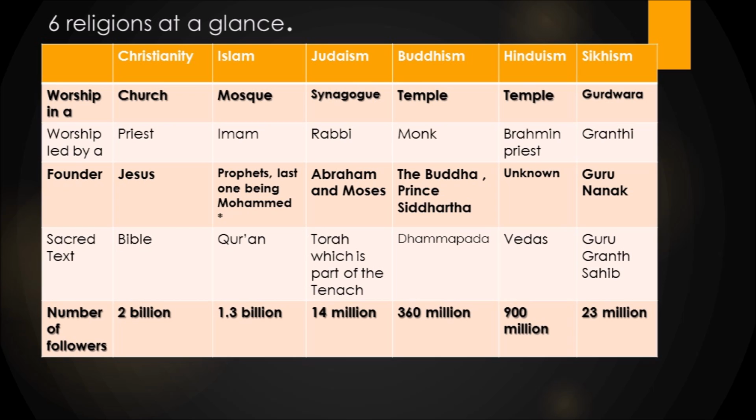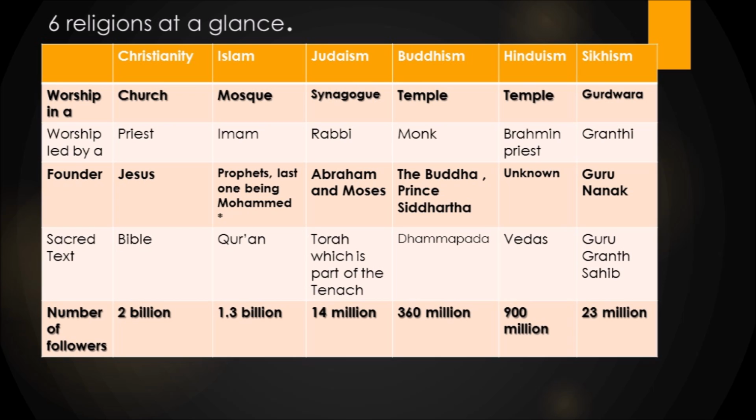On this slide, you will see the 6 religions at a glance. On the left-hand side, you will see where each religion worships, who it is led by, who the founder is, the sacred texts and the number of followers worldwide.